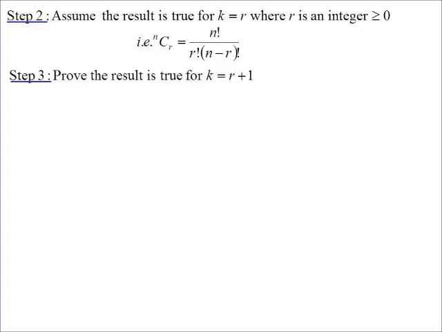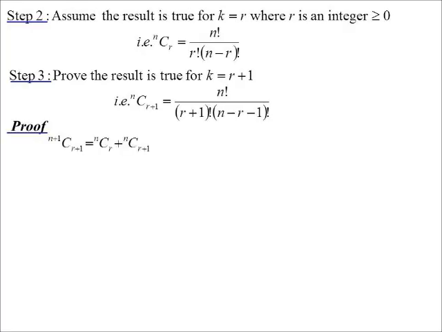Assume the result's true for, well, I'm going to use k equals r, where r is some integer. So in other words, we're going to assume nCr is n factorial over r factorial, n minus r factorial. We're now going to prove it true for r plus 1. So I want to prove nC(r+1) is n factorial over (r+1) factorial, (n minus r minus 1) factorial. Okay, here we go.